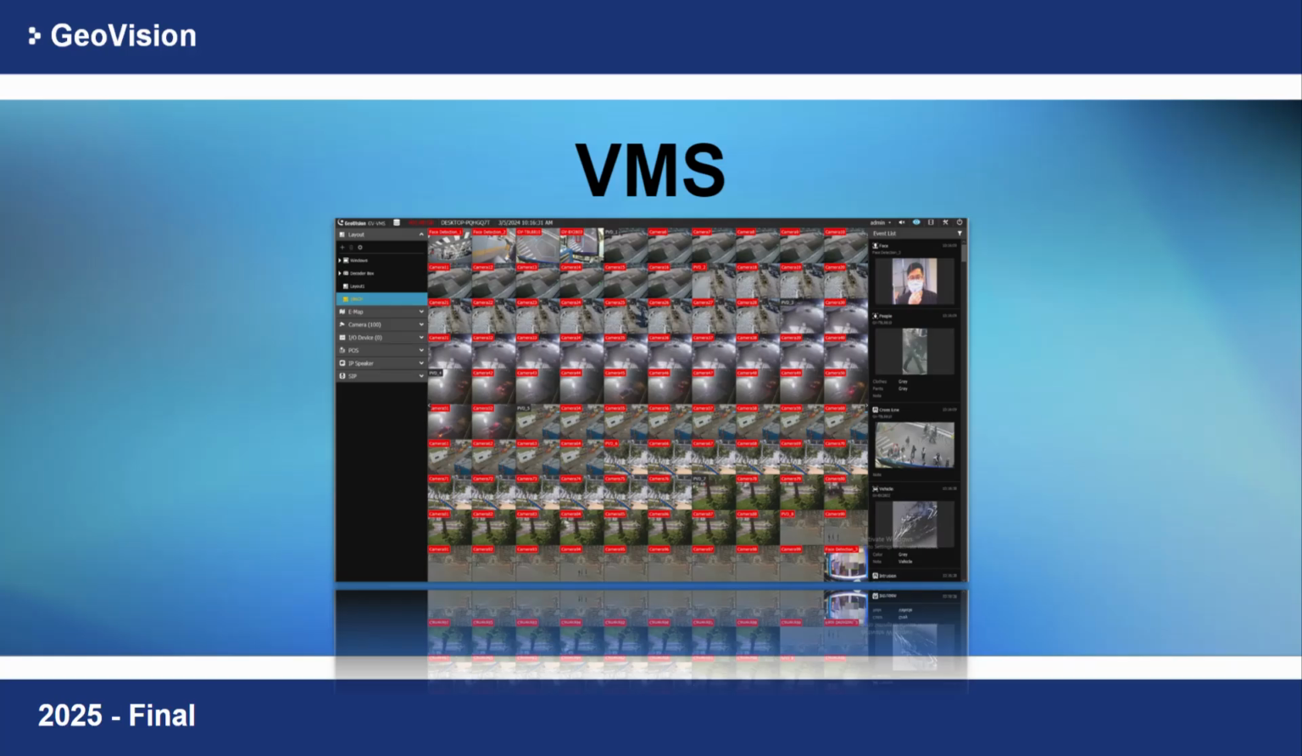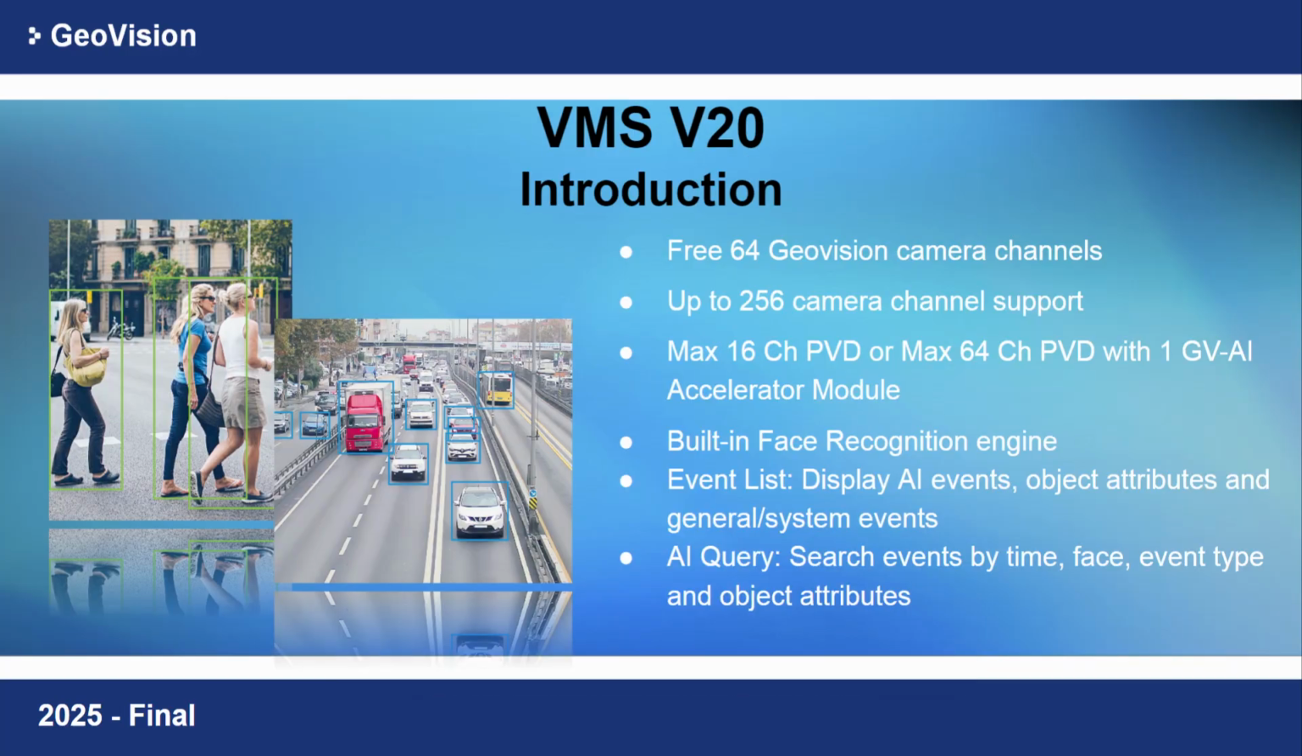Starting with the VMS. VMS V20 is free for up to 64 Geovision cameras and supports up to a maximum of 256 camera channels. It offers 16-channel PVD or up to 64-channel PVD with 1 GVAI accelerator module and includes built-in face recognition. Users can monitor the system status in real time through the new Event List UI and efficiently search events using the AI-driven AI Query feature.